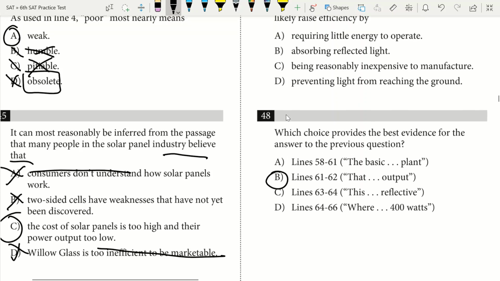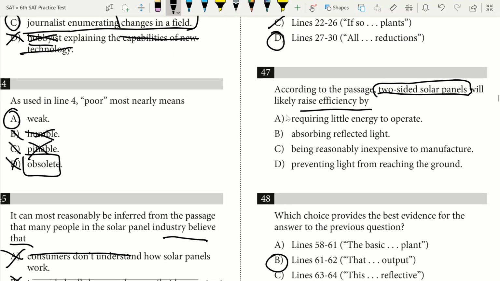As far as what 47 is going to be, they're raising that efficiency by absorbing that reflected light. So 47 there, that's going to be B. Right, we're absorbing that reflected light off the ground. We're not requiring little energy to operate or being reasonably inexpensive to manufacture, and preventing light from reaching the ground. That is not what we're doing. So D is also incorrect.